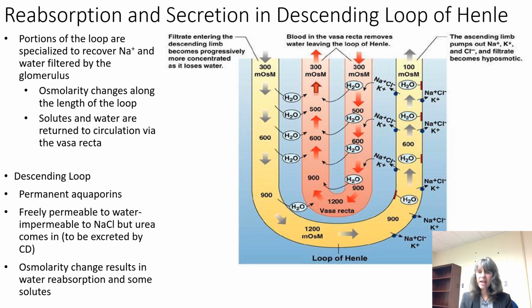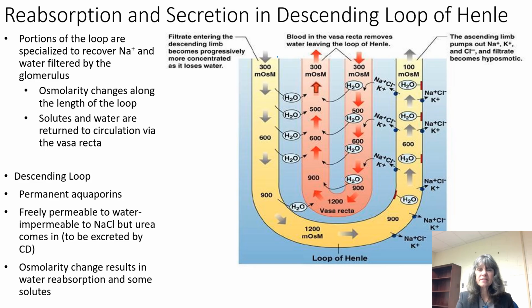After the potential urine has gone through the proximal convoluted tubule, its next journey is through a structure known as the loop of Henle. And parts of the loop are specialized to recover sodium and water that have been filtered by the glomerulus and gone through the proximal convoluted tubule. And within the loop, osmolarity, which is the concentration of solute in a solution, is going to change.